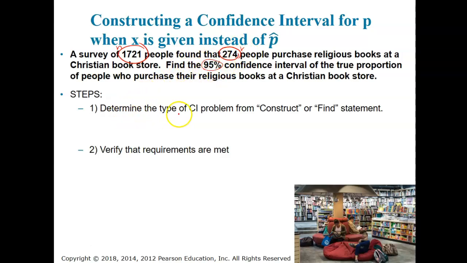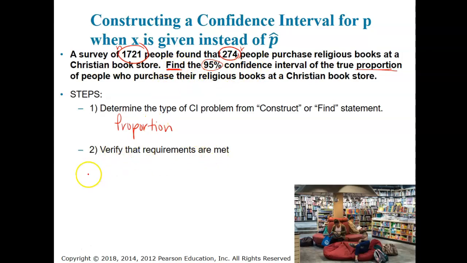So the first thing we want to do is determine the type of confidence interval problem, and we do that by looking for our construct or find statement. Here we're asked to find the 95% confidence interval of the true proportion. So we know that this is a proportion type problem. Like I said, that's not that significant in this section because we've only learned one type, but as we move on and add additional types, it's going to be really important that you first identify that. You can always do that by looking for your find or construct statement.